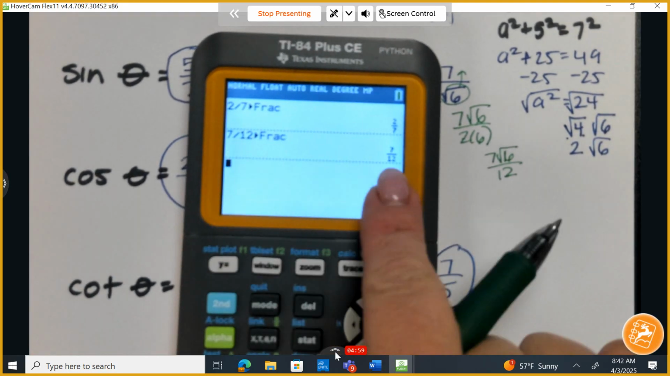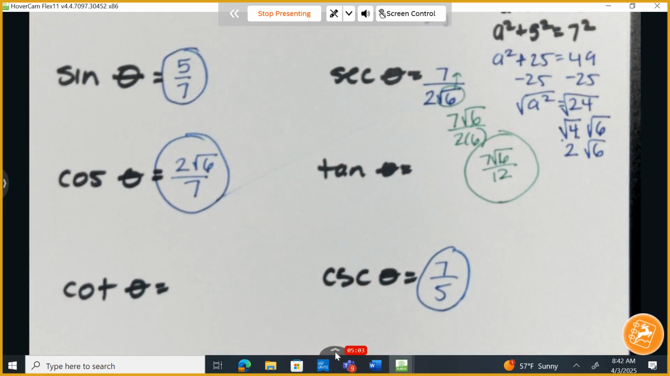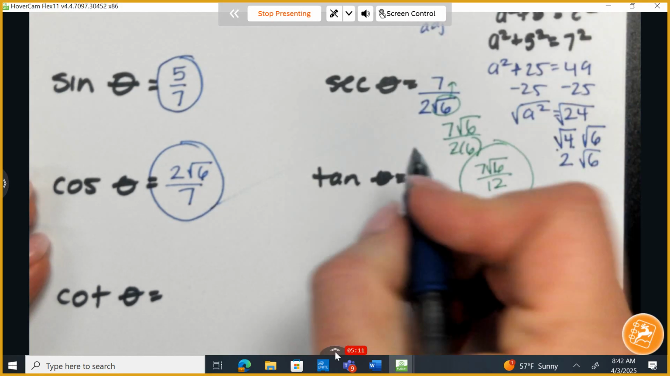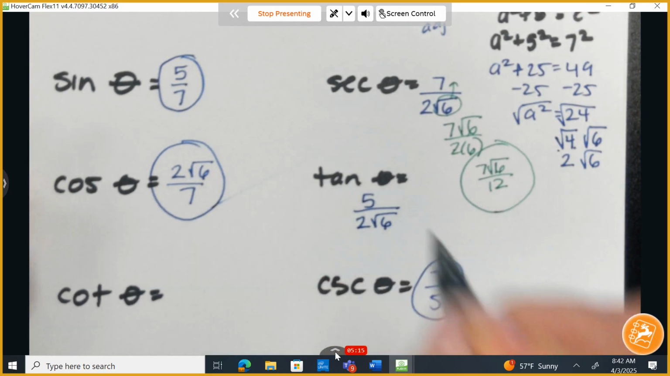Math, fraction, enter. It does not reduce. That means this is in simplified form and it's the correct form. Okay, let's go on to tangent. Tangent is going to be opposite over adjacent. So 5 over 2 square roots of 6.